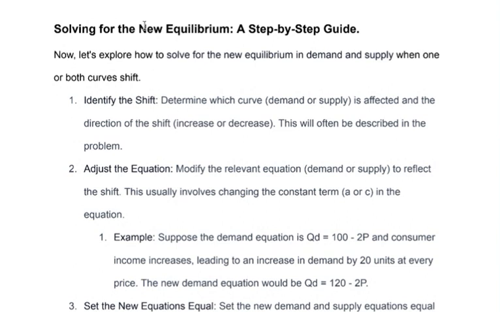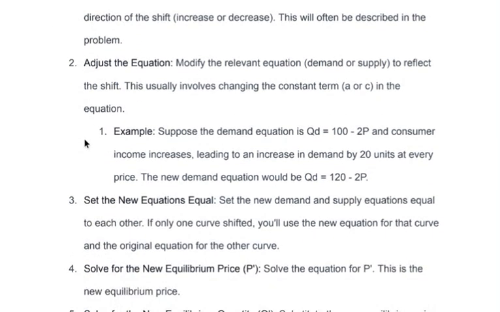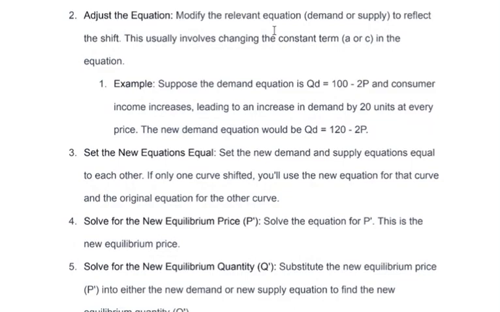Solving for the new equilibrium, a step-by-step guide. Now, let's explore how to solve for the new equilibrium in demand and supply when one or both curves shift. Identify the shift. Determine which curve is affected and the direction of the shift. This will often be described in the problem. Adjust the equation. Modify the relevant equation to reflect the shift. This usually involves changing the constant term in the equation.